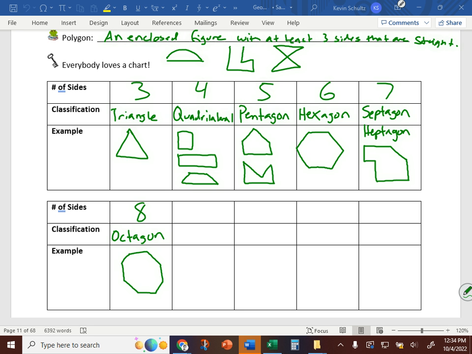Nonagon is 9. Nonagon for 9. Nonagon, 9-sided shape. Let's see if we come up with 1, 2, 3, 4, 5, 6, 7, 8, 9. Nonagons aren't very common.